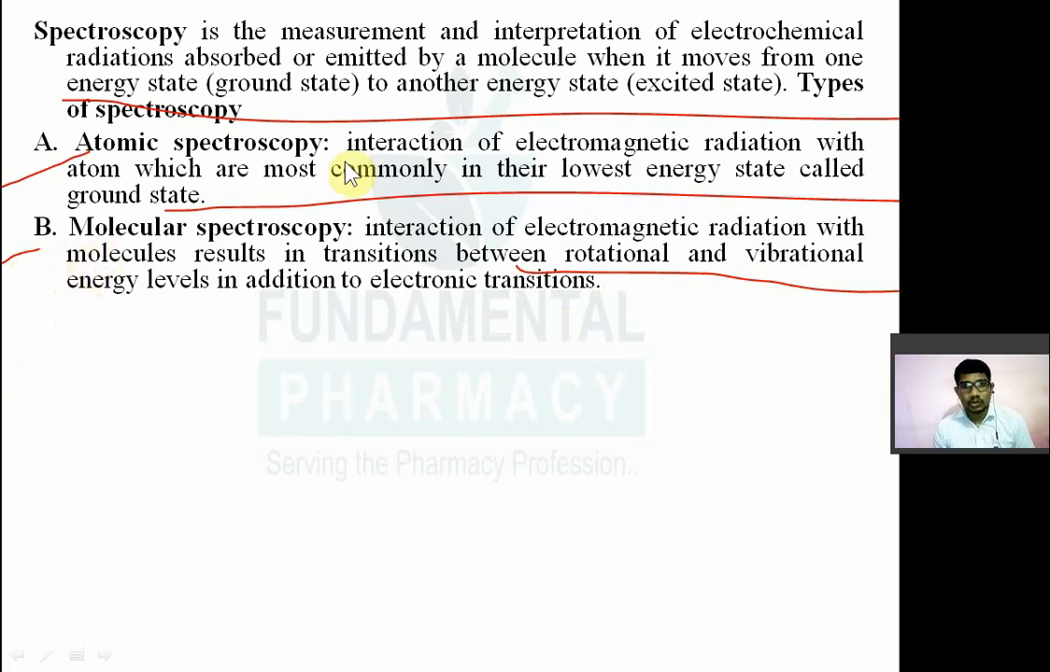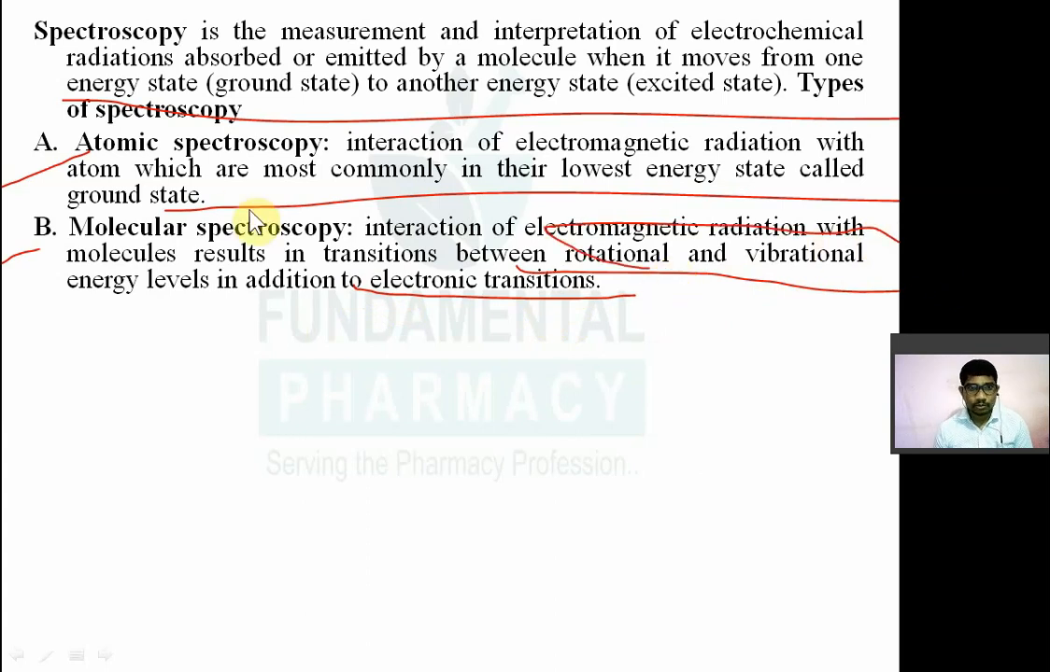So UV में क्या होता है? There is a change in the electronic transitions. In the UV, there is an electronic transition. Now in case of IR, rotational and vibrational changes are there. So IR and UV are types of molecular spectroscopy.